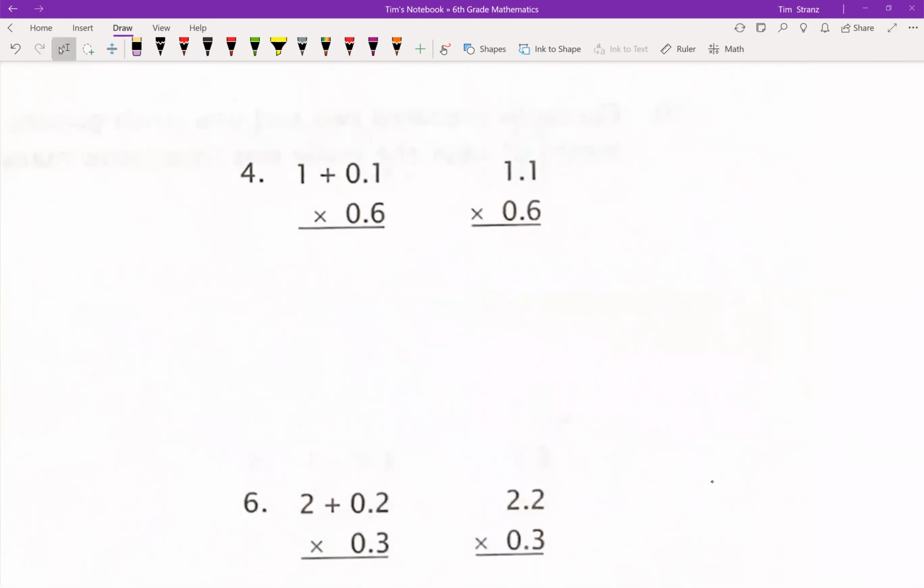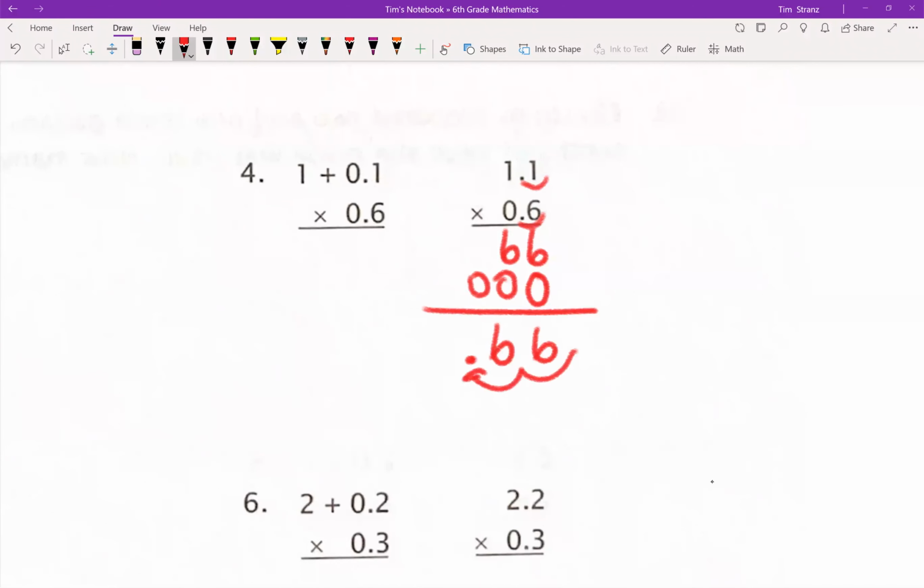1.1 times 0.6. Okay, so 6 times 1 is going to be 6. Line them up nice and neat. The placeholder, always remember to do a placeholder if you're multiplying double digits. You got 0 times 1 is 0 and 0. Okay, add these up. How many decimal places do we have? Again, we have 1, 2. So that means from the right moving to the left, you go 2 spaces. And there's your decimal. So 0.66.